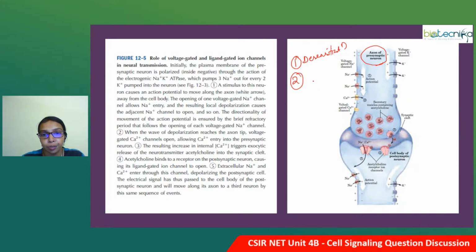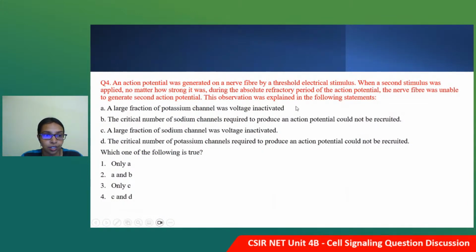Absolutely correct, Reshma. We have acetylcholinesterase. Now, what will this do? This will help in the degradation of the ligand. When the ligand itself is degraded, there won't be any interaction between ligand and receptor. So at the same time, the signal will be terminated. Okay, so that is your second question. Third question. Next, moving on to the fourth question.